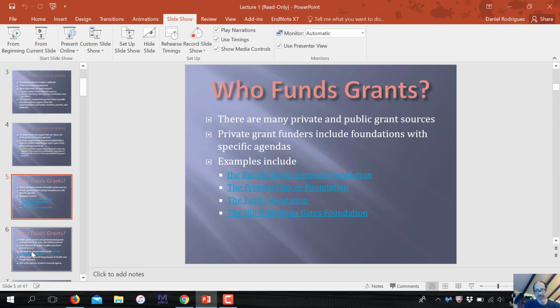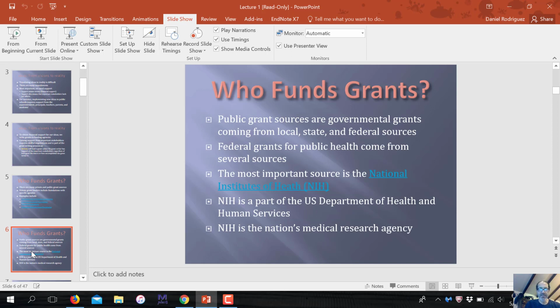Prevent Cancer Foundation, that's just one example, because I've had some success with that foundation getting grant funding. The Ford Foundation, the Bill and Melinda Gates Foundation. Bill and Melinda Gates Foundation is primarily interested in infectious diseases. So right now, you see Bill Gates is in the news a lot because of the coronavirus.